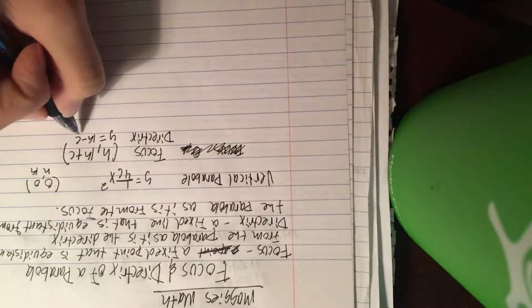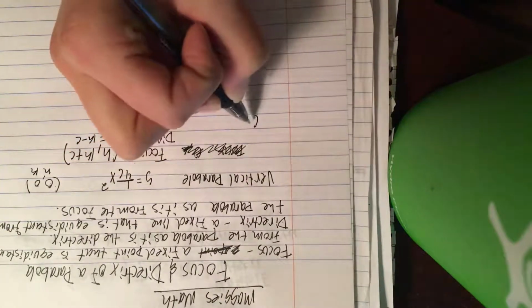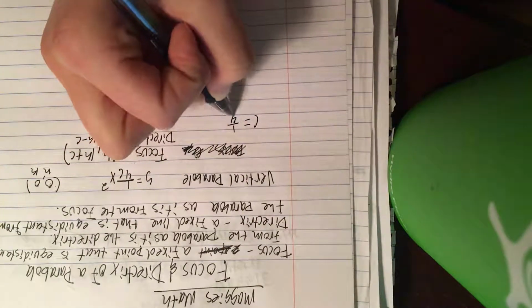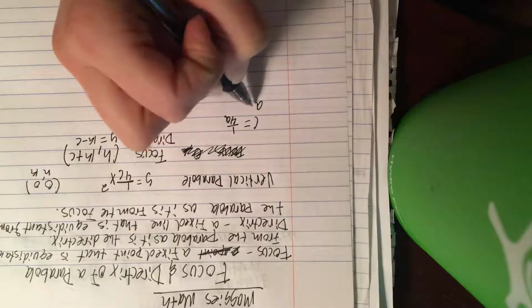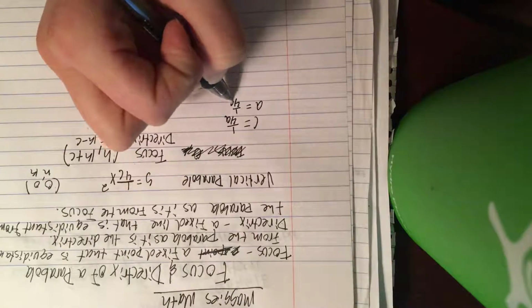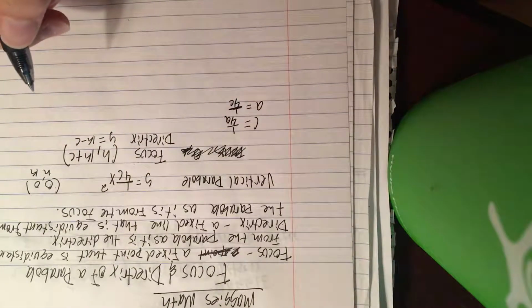Now, what is this c here? Well, c is 1/4 of a, right? That can also be reversed: a is 1/4 c, right?